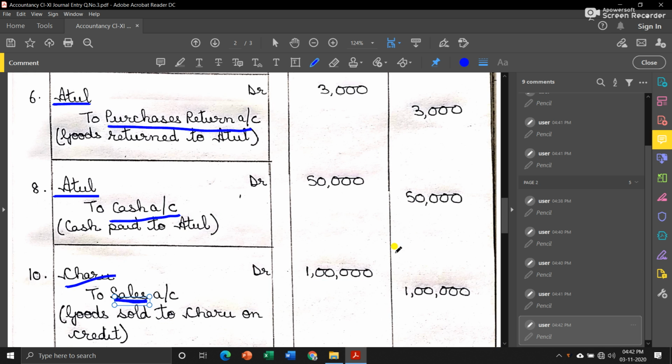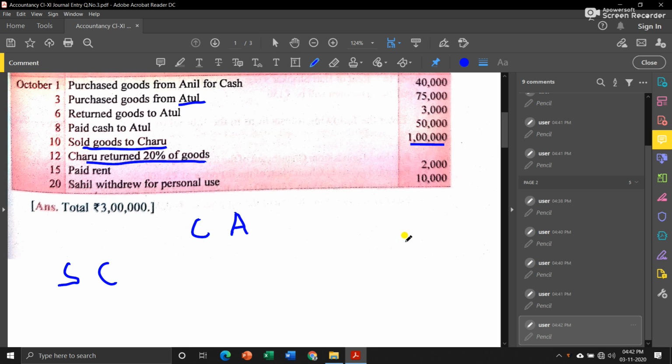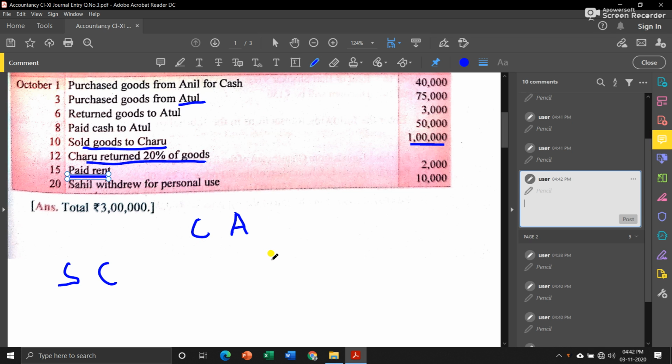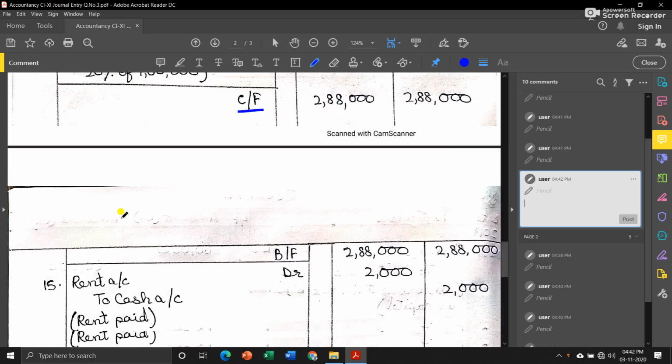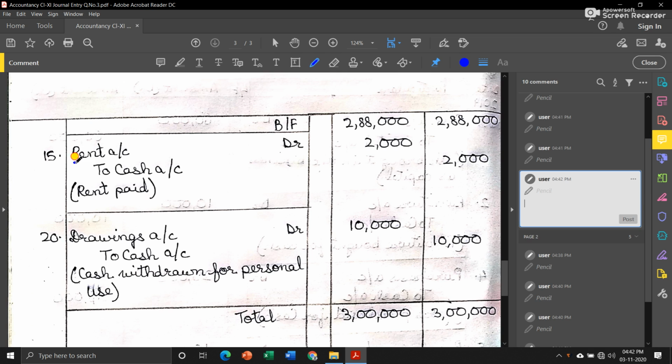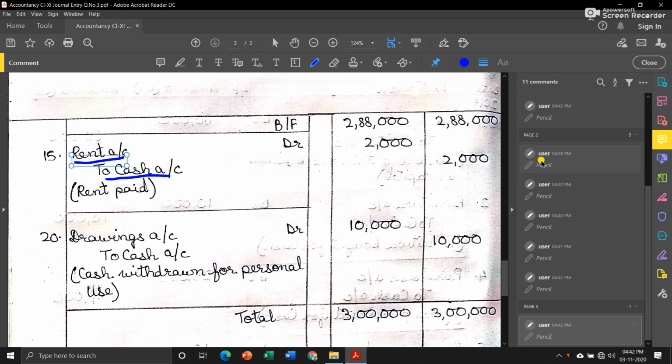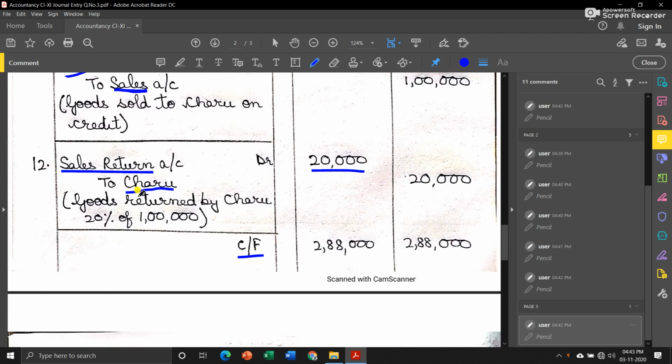Now let us see the next transaction, paid rent. Now in this transaction, two accounts which are involved are rent account and cash account. So rent account will be debited as per rule of nominal account, and cash account will be credited as per rule of real account. So rent account debit to cash account 2,000. In narration you can just simply write rent paid.